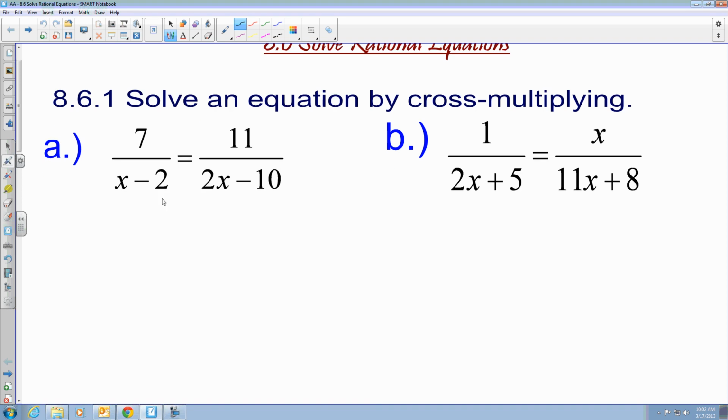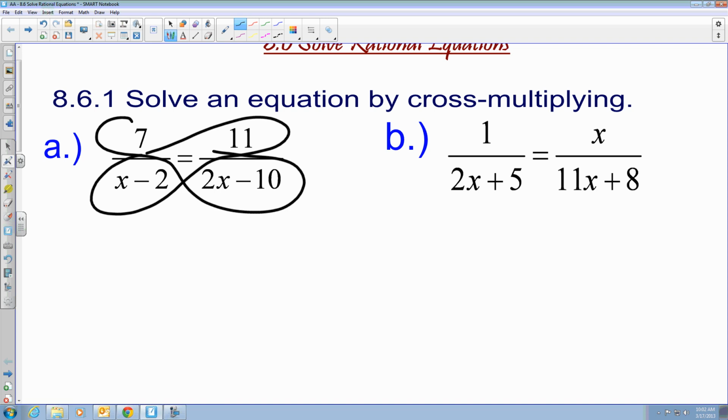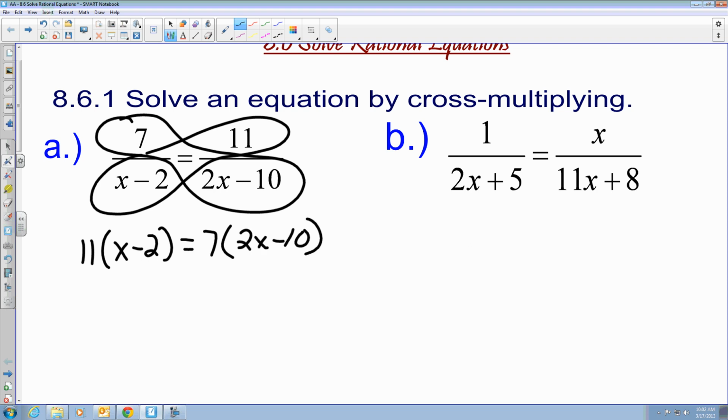So just like cross multiplication, we multiply these two values and multiply these two values. But you have to remember that it's going to look like 11 times x minus 2 equals 7 times 2x minus 10. So you have to make sure that you use the distributive property or use FOIL, depending on what kind of values are given in any specific problem. So here, if I distribute, it'll be 11x minus 22 equals 14x minus 70.